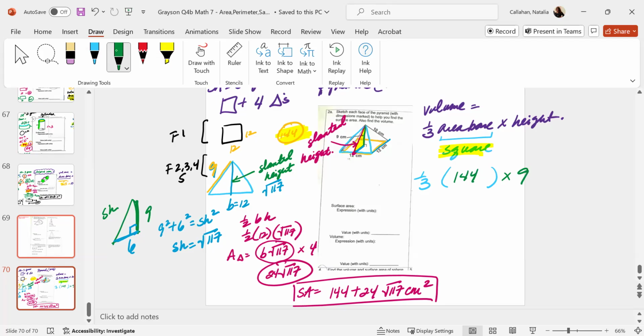Okay, so then 1/3 of 9. This is the easy one. What's 1/3 of 9? 3. What's 3 times 144? Plug it in. It's fine. Just go for it. 432. Volume is 432 centimeters cubed. There we go.